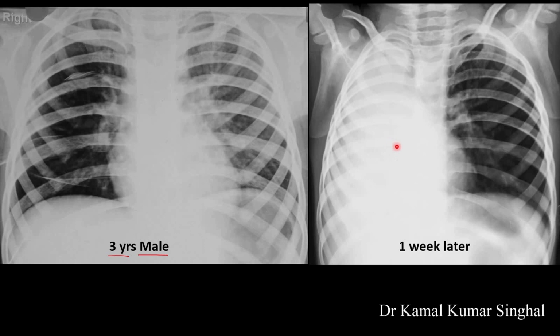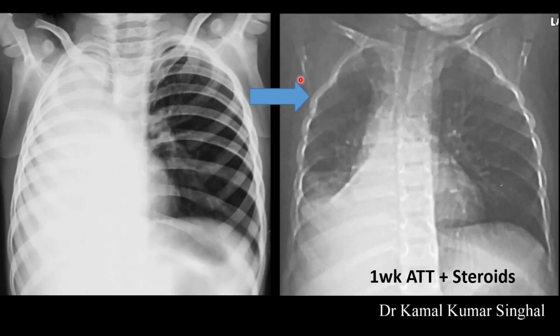So now the same child comes back to us after 1 week, and what we see is a trachea which is shifted towards the right side, and then there is a mediastinal shift, the heart is shifted towards the right side, and there is a homogeneous opacity on the right side. So this indicates probably there was a partial obstruction initially to begin with, and once it became complete, there was a complete collapse of the right side.